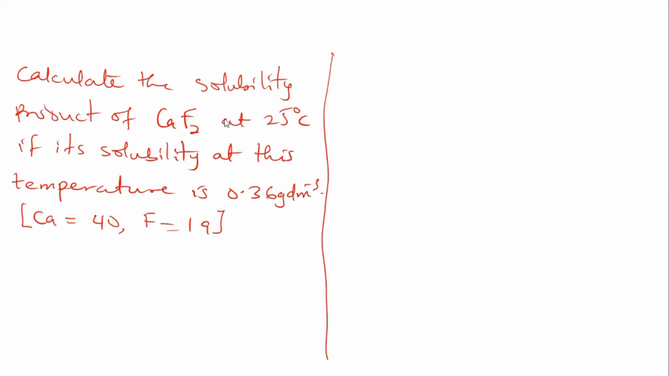So here is the question. Calculate the solubility product of calcium fluoride at this temperature, if its solubility at this temperature is this. Now what you can see here is that this is solubility in gram per dm cube, that is mass concentration. Okay, so now let X equal the solubility of the salt.